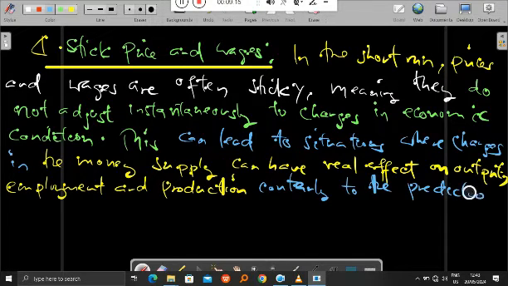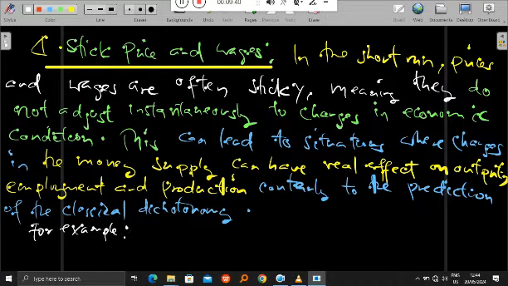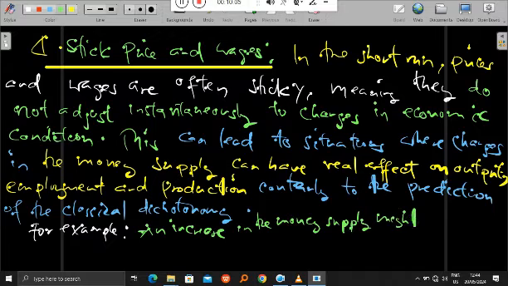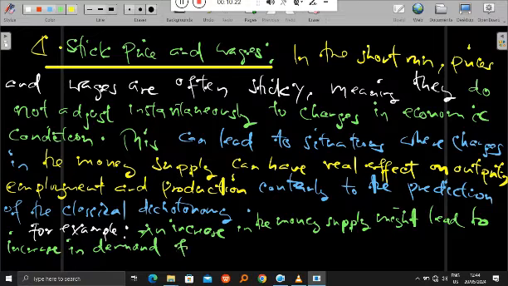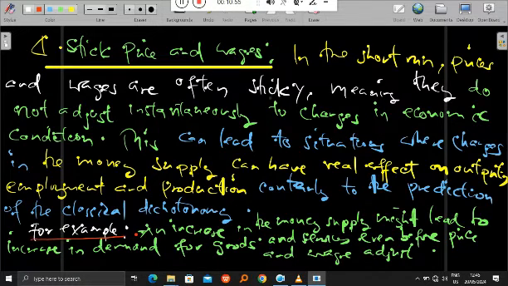If they cannot change, any change in economic conditions may bring a direct effect from the money supply, and this can have real effects not only on output but also on employment and production. This is contrary to the prediction of the classical dichotomy. For example, an increase in the money supply might lead to an increase in demand for goods and services even before prices and wages adjust.